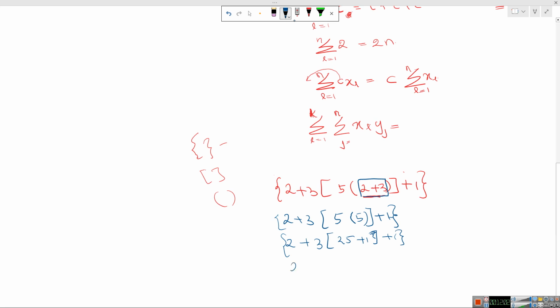So it will become 2 plus 3 into 26 plus 1, right? And here we have braces, and this will be equal to, first we have to deal with this, right? So it becomes 2 plus 3 into 26 is 78, plus 1. So the final answer will be 81, if I am not wrong, right?